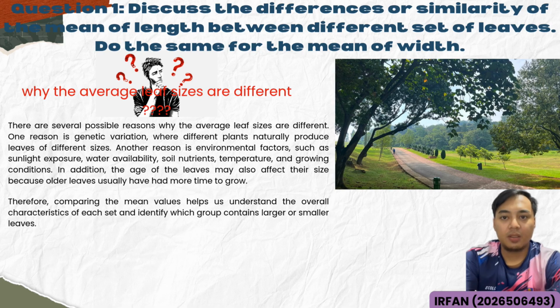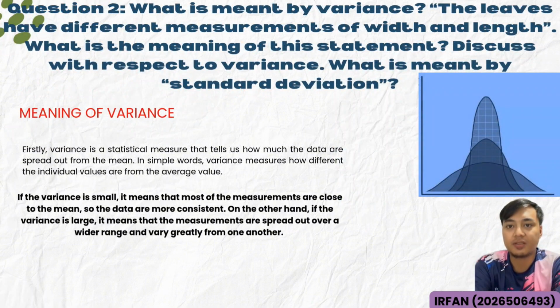In addition, the age of leaf may also affect their size because older leaves usually have more time to grow. Therefore, comparing the mean value helps us understand the overall characteristic of each set and identify which group contain larger or smaller leaf. The second question asks us to explain the meaning of variance, the statement the leaf have different measurement of width and length, and the meaning of standard deviation.